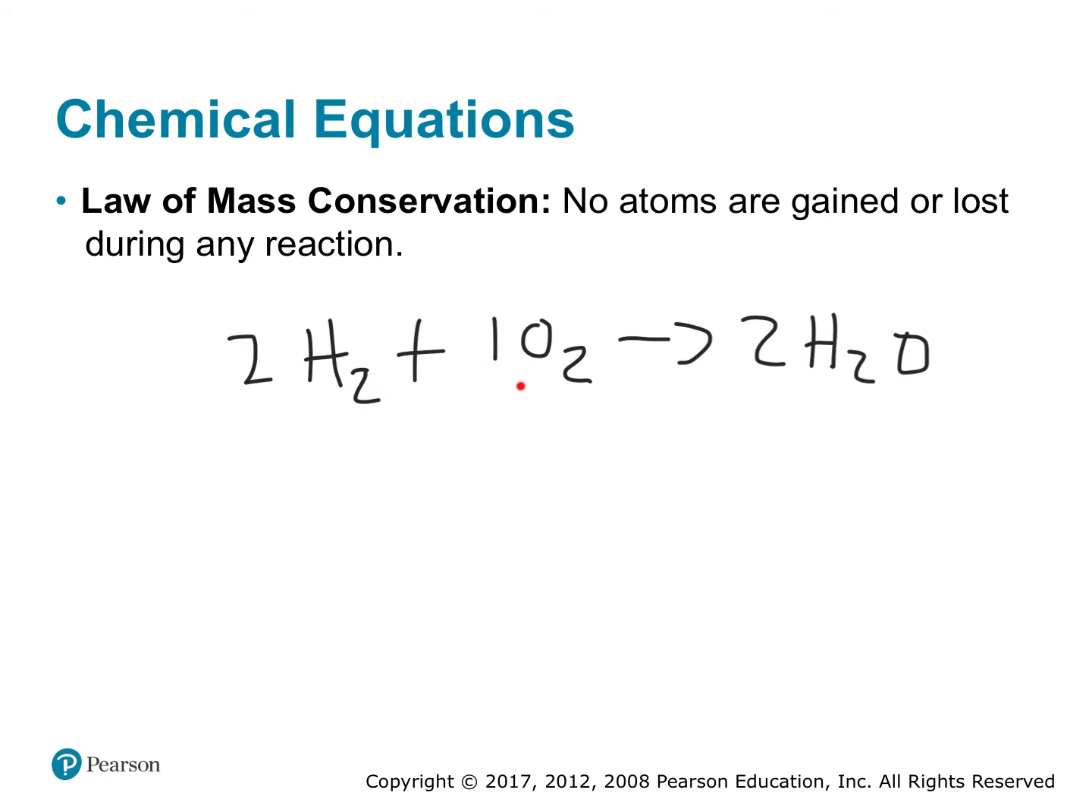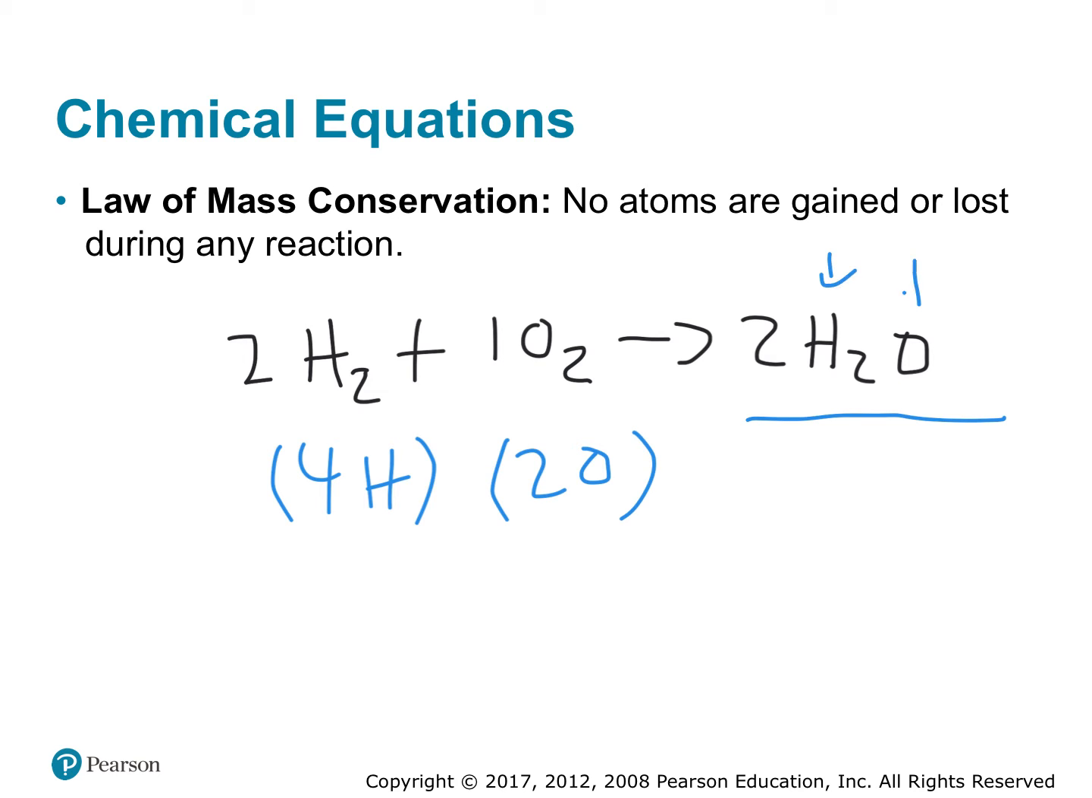because I've got 1 oxygen molecule that has 2 atoms in it. So before, I've got 4 hydrogens that I'm starting with, and I've got 2 oxygens that I'm starting with. Now what do I have over here? I've got 2 water molecules, each with 2 hydrogens and 1 oxygen. So the 2 doubles everything, so that leaves me with 4 hydrogens and 2 oxygens.